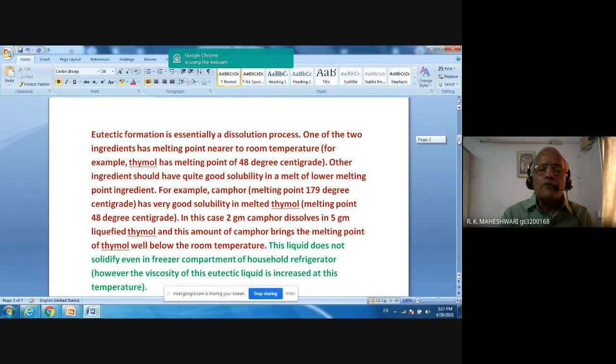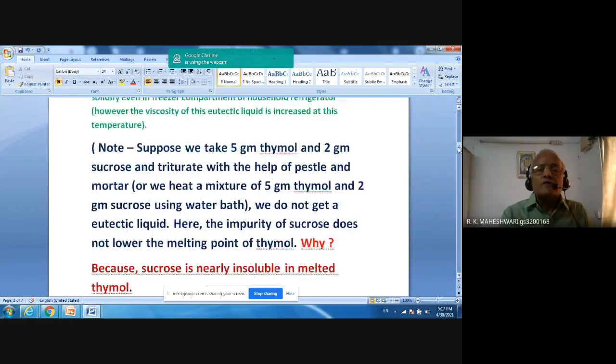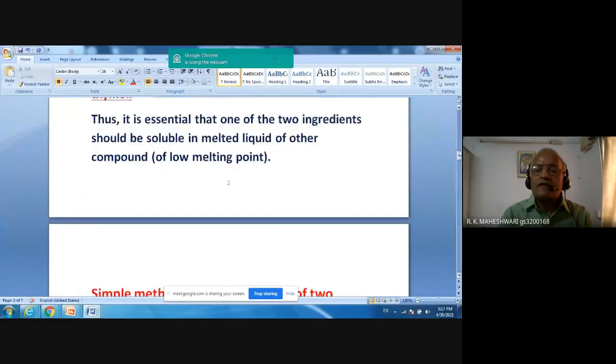Okay, now coming to note, suppose we take 5 gram thymol and 2 gram sucrose and triturate with the help of pestle and mortar, or we heat a mixture of 5 gram thymol and 2 gram sucrose using water bath, we do not get a eutectic liquid. Why? Here the impurity of sucrose does not lower the melting point of thymol. Why? What is the reason for this? So we are discussing this.